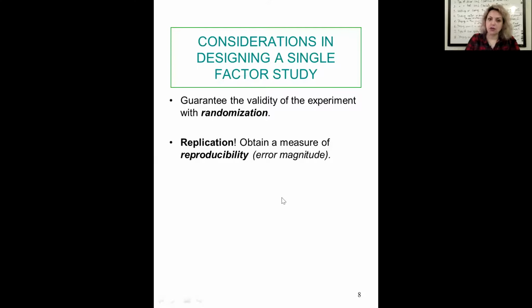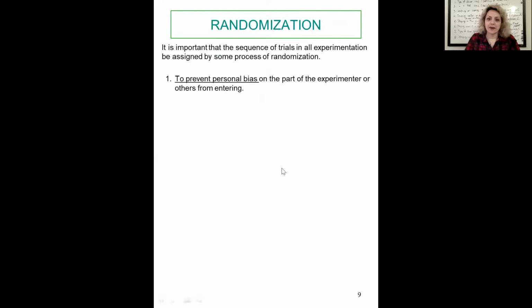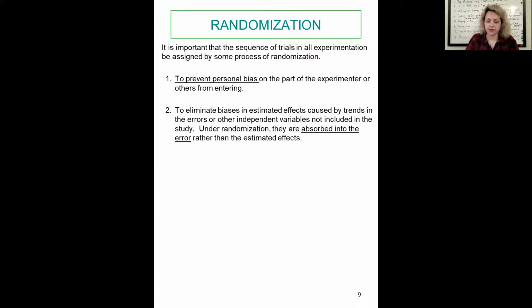So replication obtains a measure for reproducibility. It's talking about the error magnitude. And blocking, we control sources of variability by blocking. So we always say: block what you can and randomize what you cannot. Regarding randomization, it's very important to have it to prevent personal bias on the part of the experimenter or others from entering.